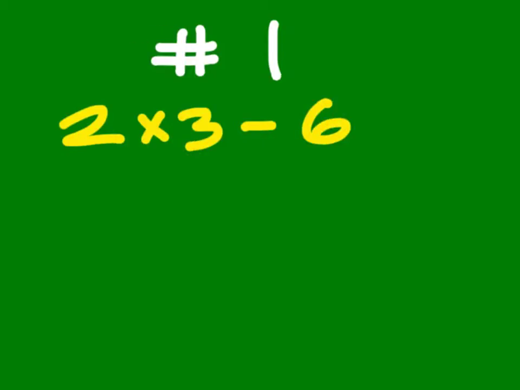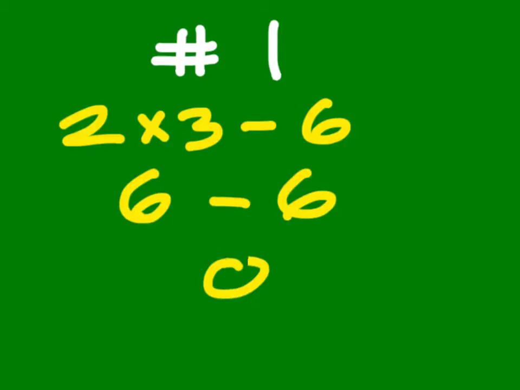So try this one, bring it up. 2 times 3 minus 6. The answer to this one is 6 minus 6 is 0. Number 2.